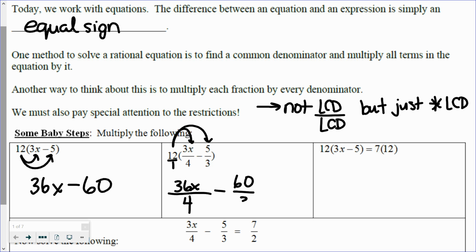From here, hopefully you can see that 36x over 4 and 60 over 3 can be simplified further. 36 over 4 have a common factor of 4, and 36 divided by 4 is equal to 9. So 36x divided by 4 is actually equal to 9x, and 60 divided by 3 is actually equal to 20. Sorry, I kind of ran out of room there.